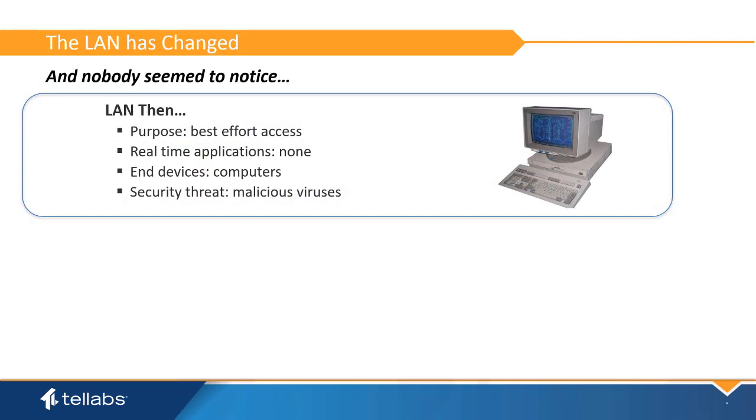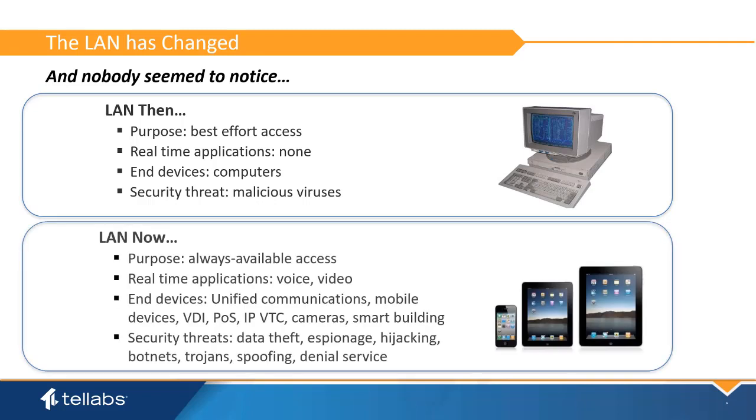What we found was over the decade, networks have been changing. In the past, these hoteliers' networks were best effort. There were no real-time applications running on them. There was just computer connectivity, and security was not a concern. But now we see that there's this need for always-on connectivity. There is absolutely real-time data running across these networks, voice and video, and they connect all sorts of different IoT devices, smart building endpoints. And security can be a threat not only from the outside, but also from the inside.